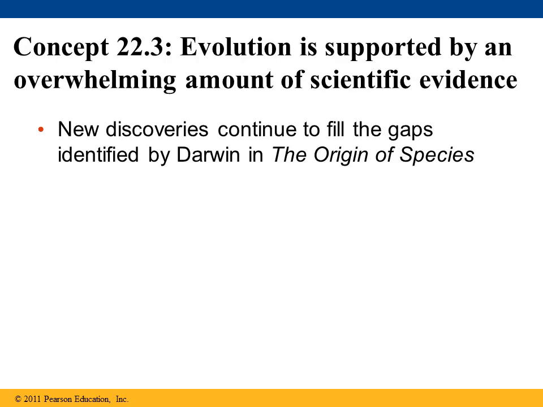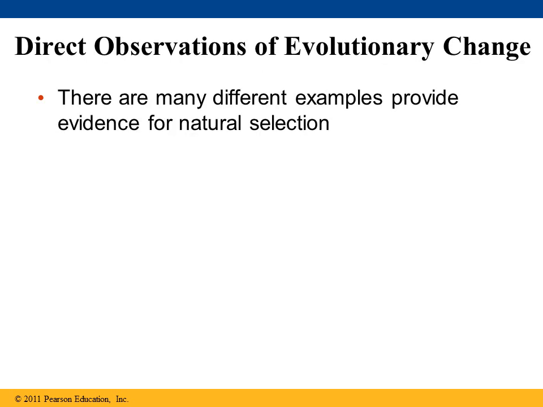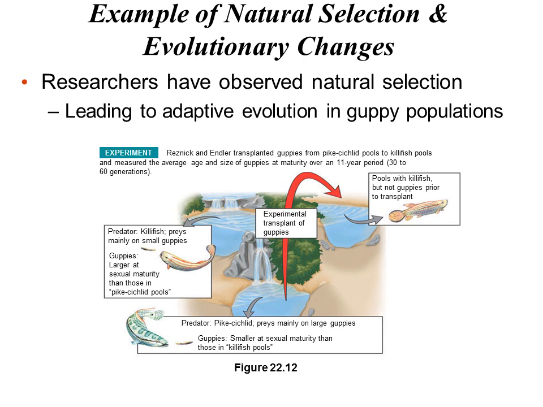So Darwin's theory of evolution continues to be tested in a variety of different ways, and new discoveries continue to fill the gaps. There are many different examples that provide evidence for natural selection. Let's explore a few. So Reznick and Endler conducted an experiment with guppies that provides evidence for natural selection.